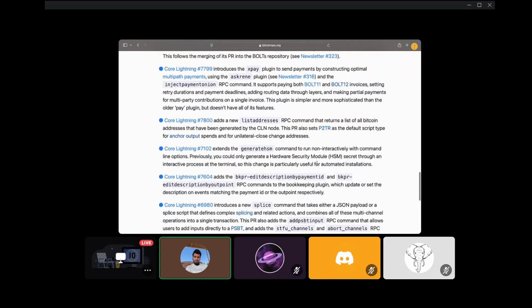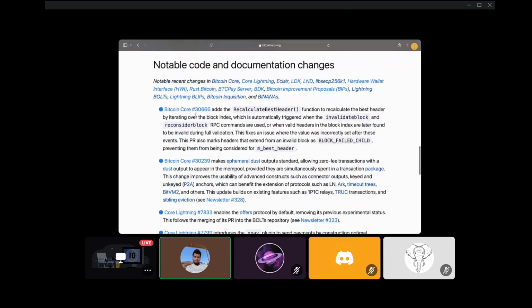Cool. Bitcoin Core PR 30666 adds a recalculate best header function to recalculate the best header by iterating over the block index, which is automatically triggered when the invalidate block and reconsider block RPC commands are used, or when valid headers in the block index are later found to be invalid during full validation. This fixes an issue where the value was incorrectly set after these events. This PR also marks headers that extend from an invalid block as block failed child, preventing them from being considered as mBestHeader.